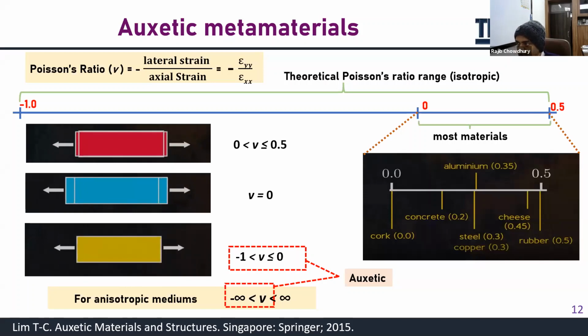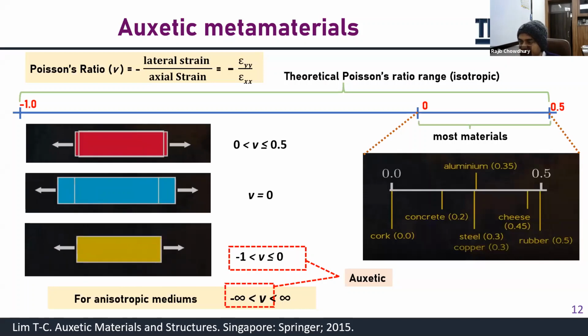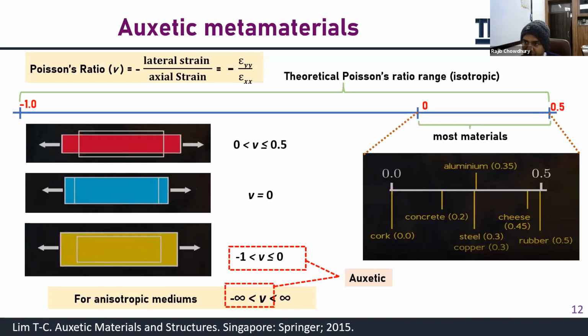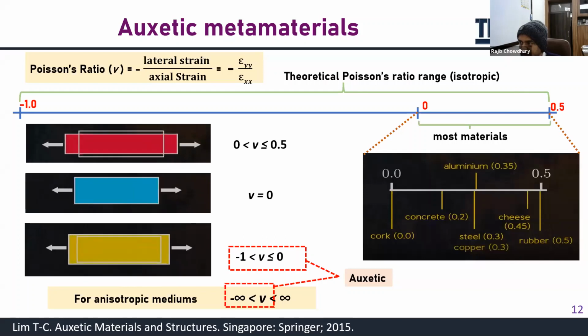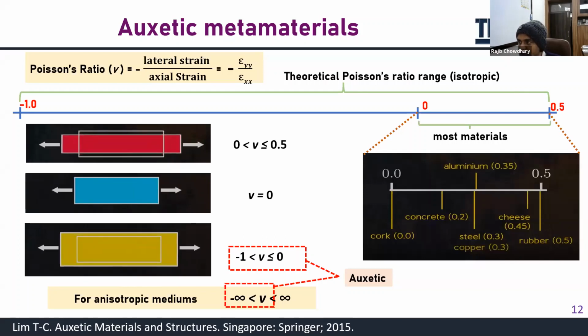Now a material possessing a true zero value of Poisson ratio, when it deforms in one direction, has no effect on the other direction. And this primarily may be due to the air voids which might be present in the structure.